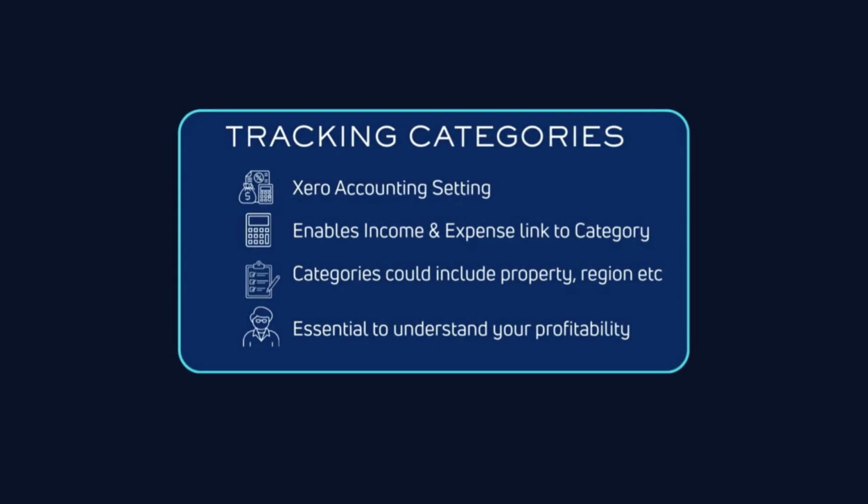Firstly then, what is a tracking category? Very simply, it's a setting in Xero which enables you to categorize different income and expenses. So for example, you could break it down depending on region or different type of income. For property investors, it's a really useful tool because it enables you to assign expenses and income to individual properties in your portfolio. Watch for a demonstration now.